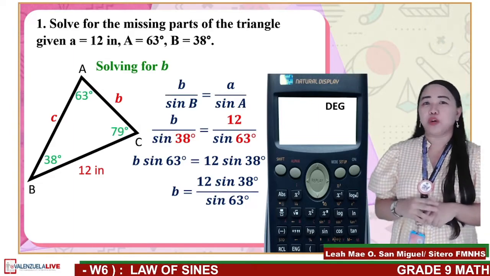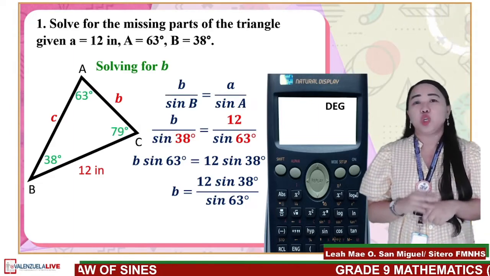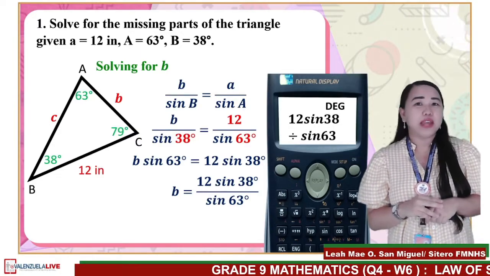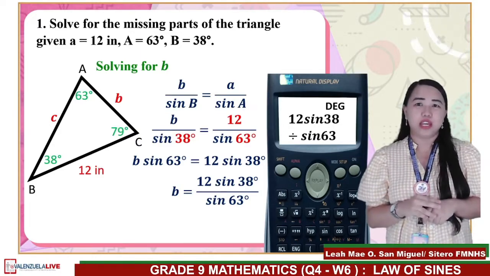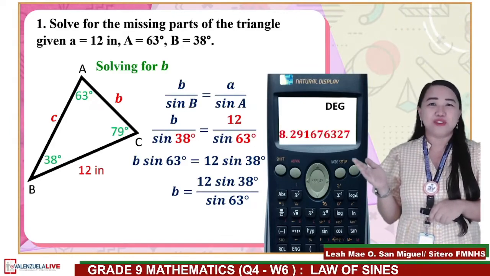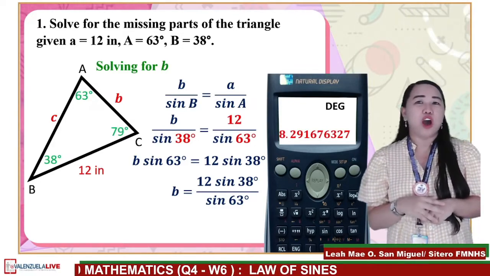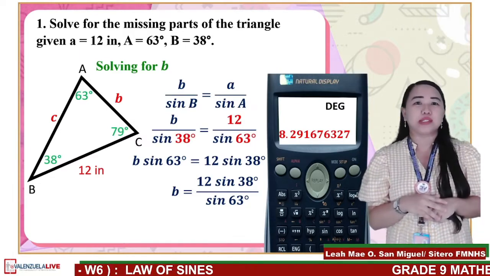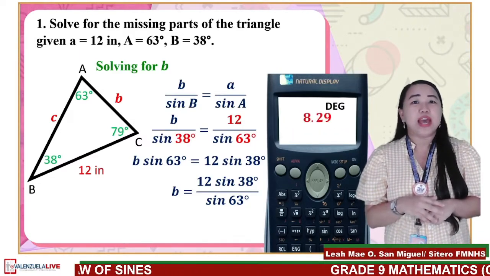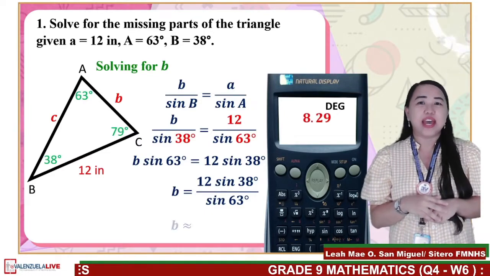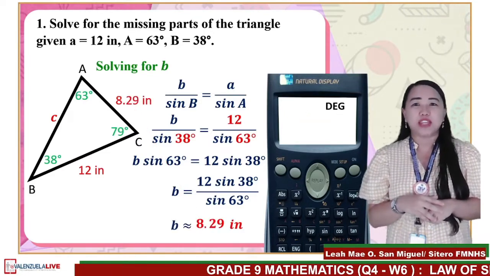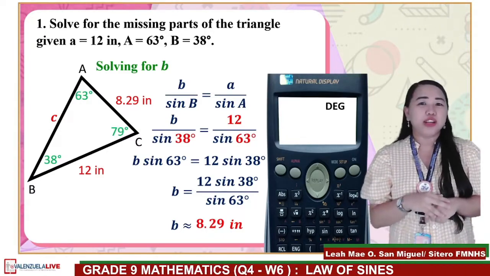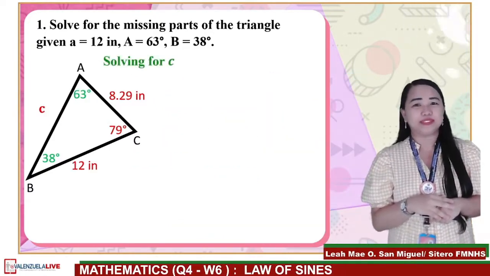After setting up your calculator in degree mode, you can now type 12 sine 38 divided by sine 63. This is the value. Rounding off to two decimal places, or according to the prescribed number of places, we get 8.29. And that will be the length of side B. One more side to solve, then we are done with this example.